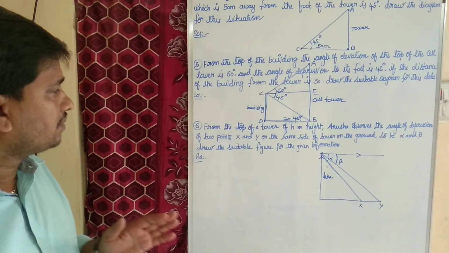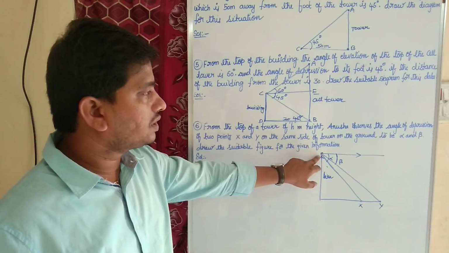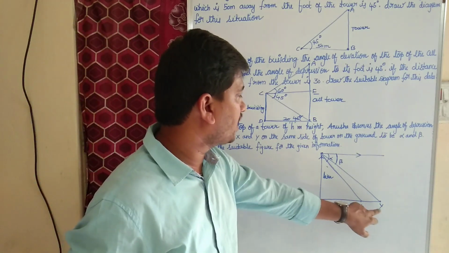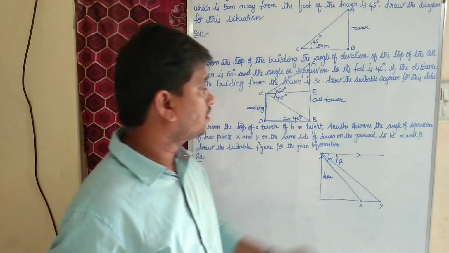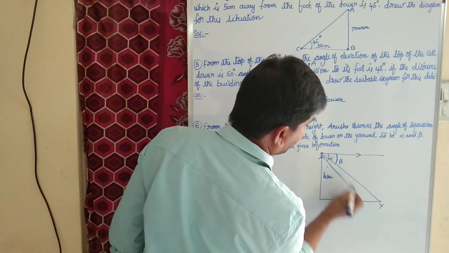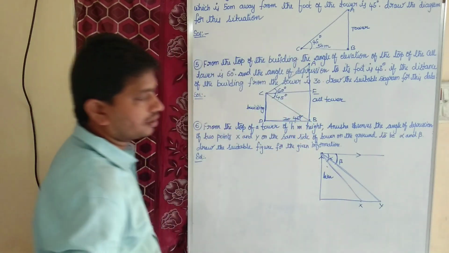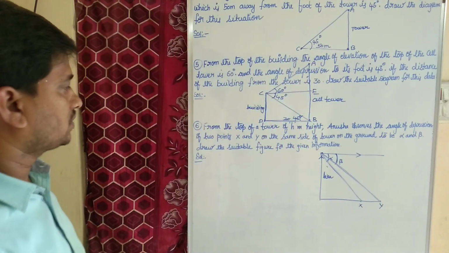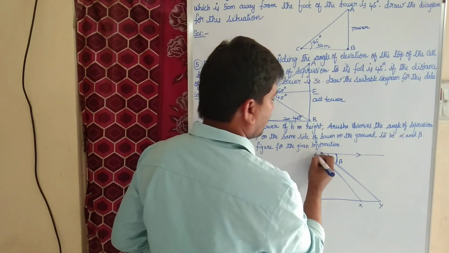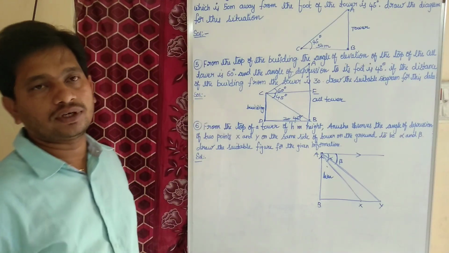Read the question carefully. From the top of the tower of h meters height, Anusha observes the angle of depression of 2 points x and y on the same side of the tower on the ground to be alpha and beta. The angle of depression to the point x is alpha and to the point y is beta. Draw the diagram for this given information. This is our diagram. Let me call it A, B. That is the height of the tower.